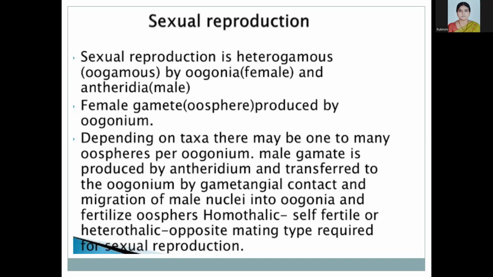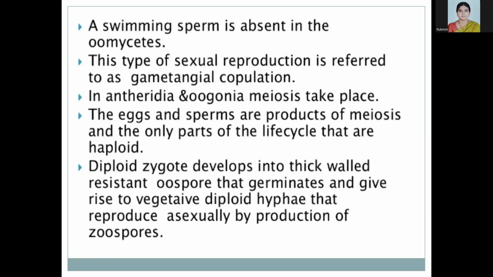So, here two types of fertilization you will see. One is homothallic, the next one is heterothallic. Homothallic means self-fertile. Heterothallic means opposite mating types are required for sexual reproduction. That kind of sexual reproduction you will find in these oomycetes members. Swimming sperms are absent in these oomycetes members.